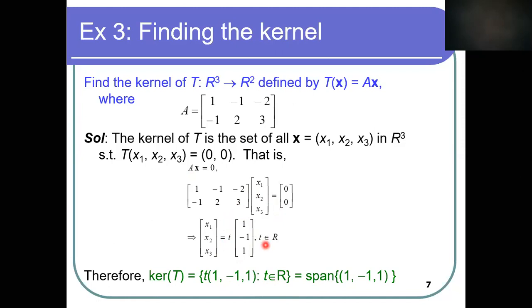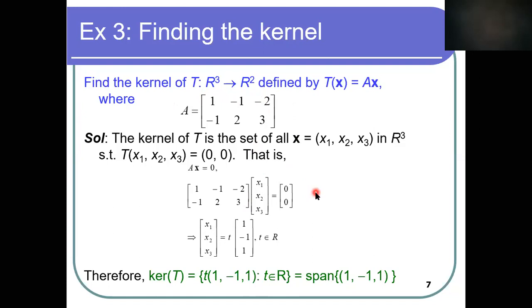Dear student, in the previous example we got (0, 0) as the kernel of transformation, but here we get a non-zero element. In that case, this transformation is not one-to-one. So if the kernel of transformation is only the zero vector of the domain, then the transformation will be one-to-one. So let us come up with another example.